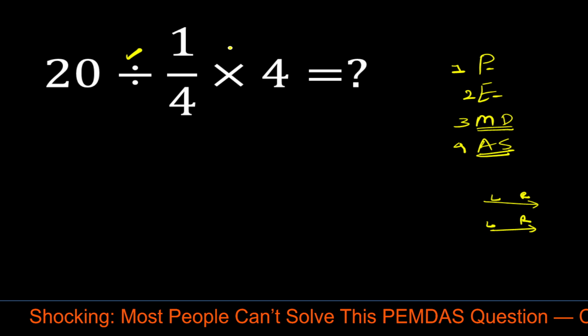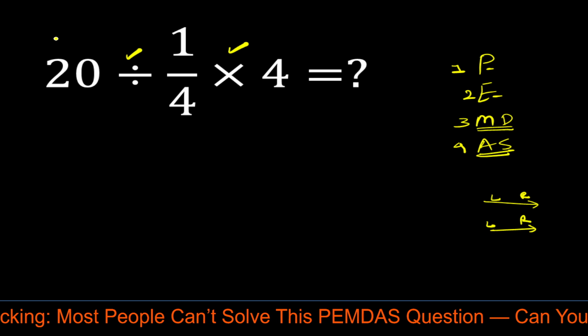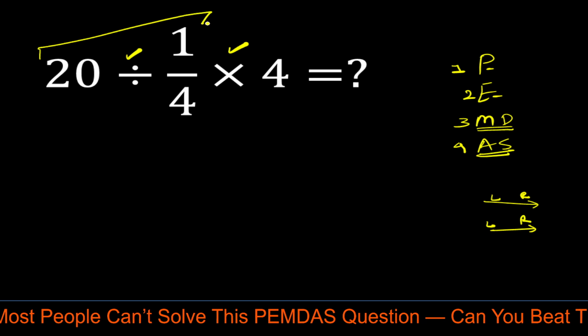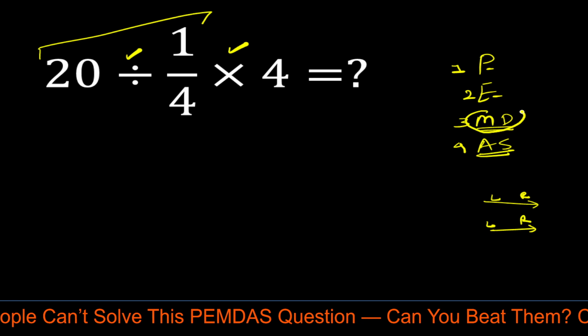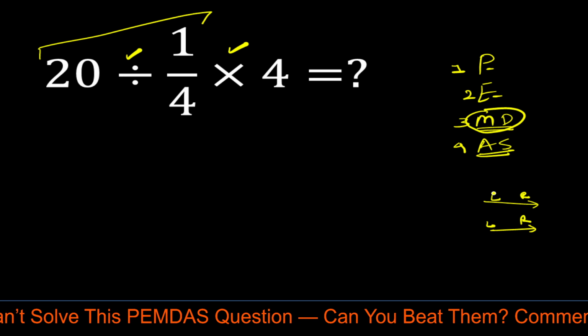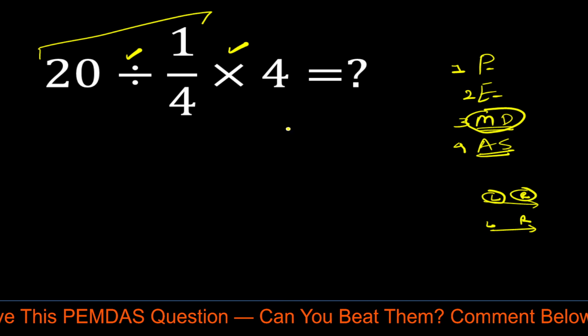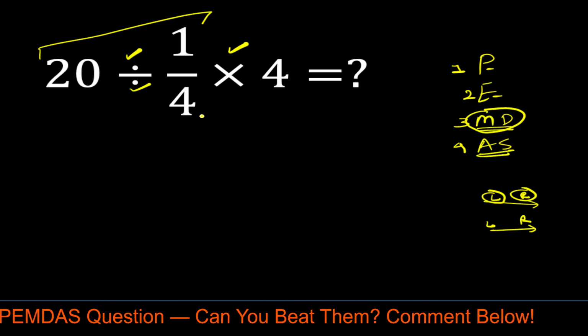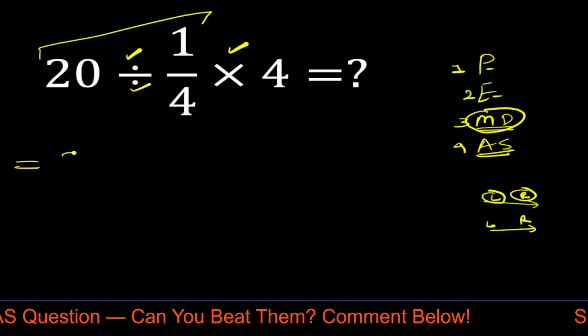So here we have one division and here multiplication. So first we have to solve this part, because multiplication and division both have equal priority, so we have to solve it from left to right. So first we have to solve this division, right? So now 20.